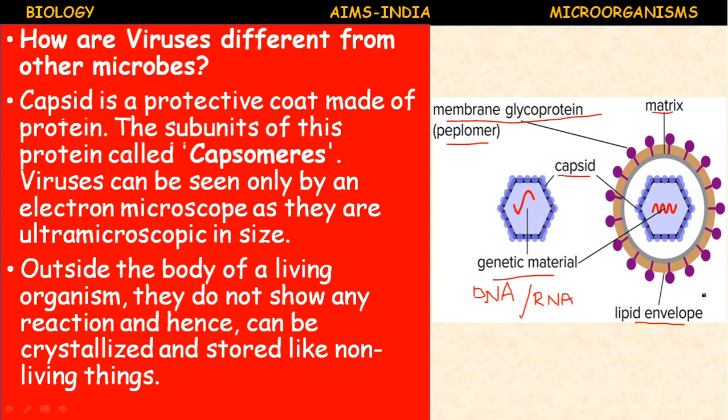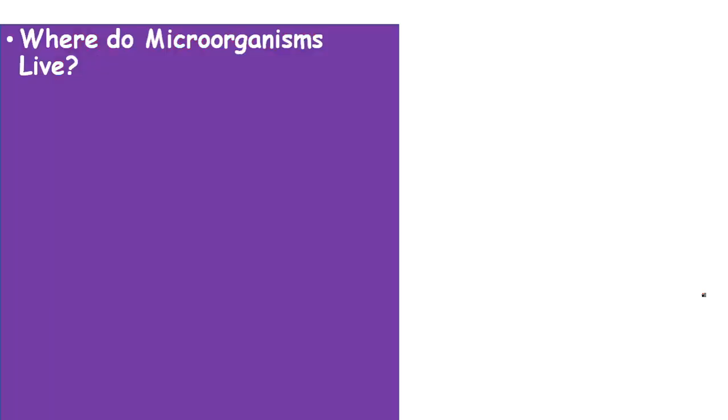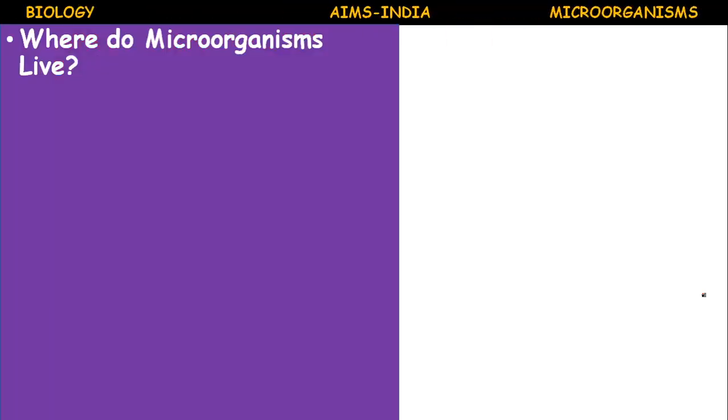Okay, let us proceed. So far we have studied the microorganisms are grouped into 5 types. What are they? Bacteria, protozoa, fungi and algae. After that, the 5th one is viruses. Okay. So where do these microorganisms live?